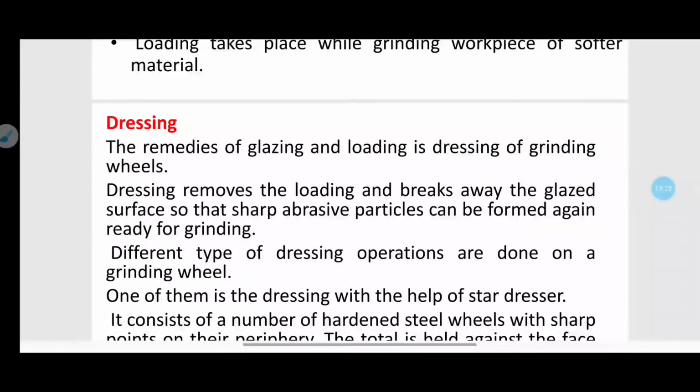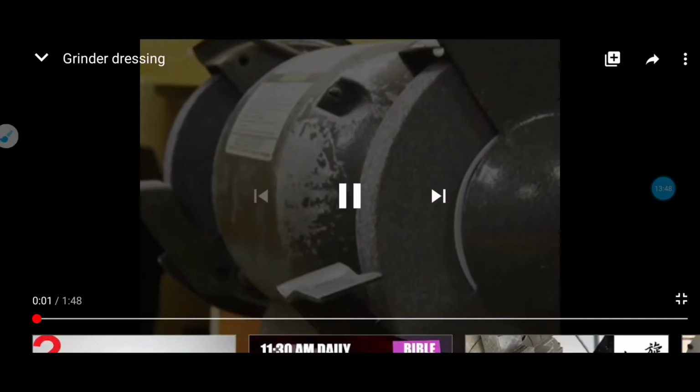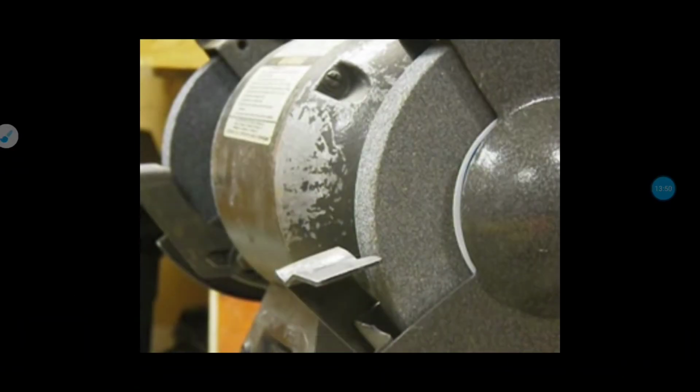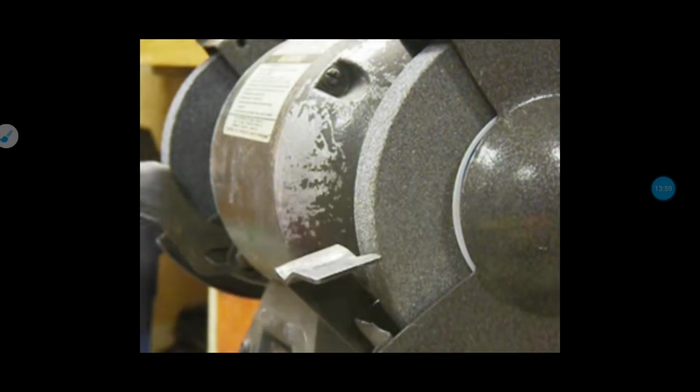The same process applies here. The remedy of glazing and loading is dressing of the grinding wheel. They will do a wrapping, and after that they will keep it for some time so that it regains the sharpness. Dressing removes the loading and breaks away the glazed surface. Let me show you the dressing happening in the grinding wheel. This is dressing of a grinding wheel, as an example. You can see this video, it will clearly tell you how the dressing happens.